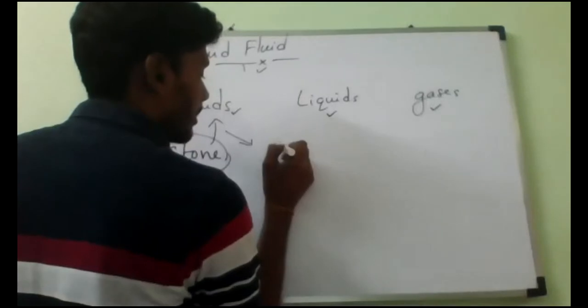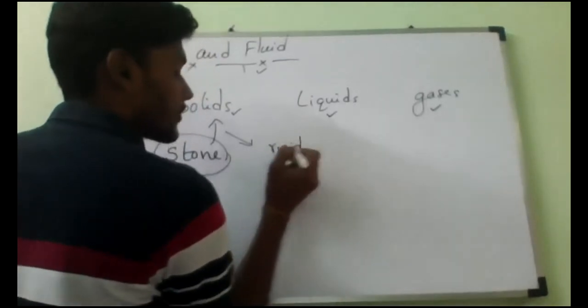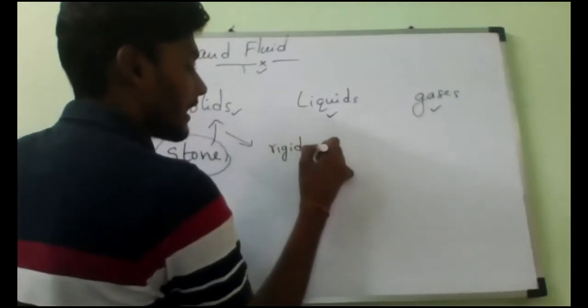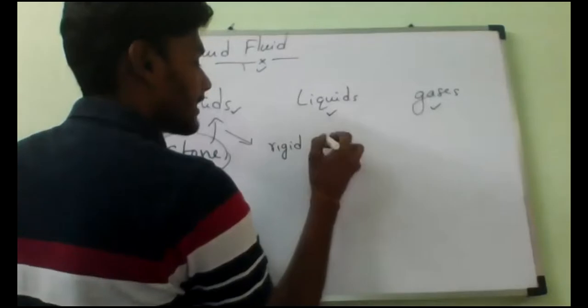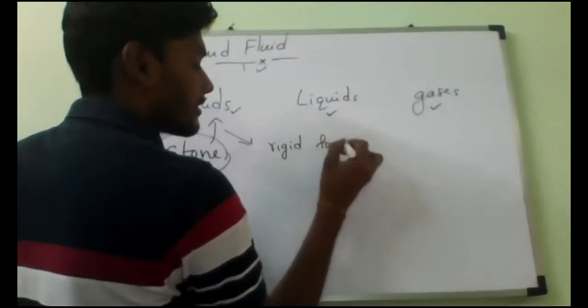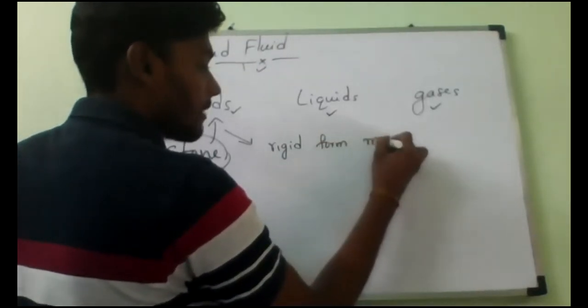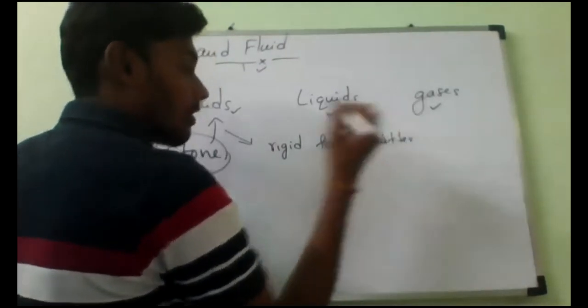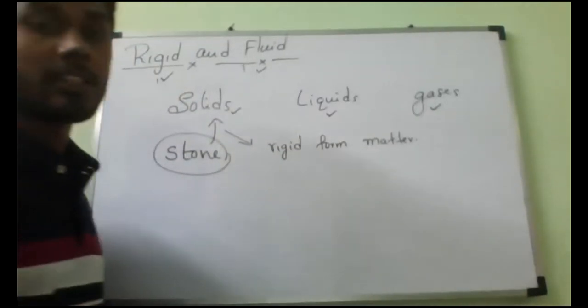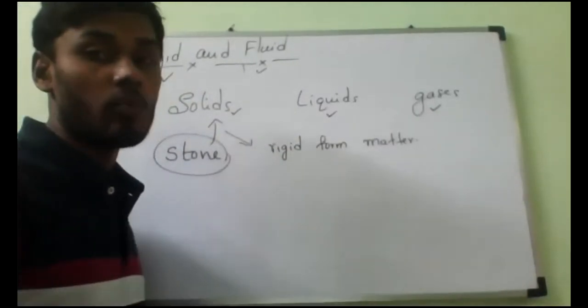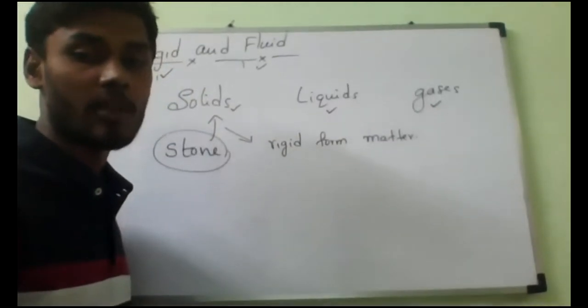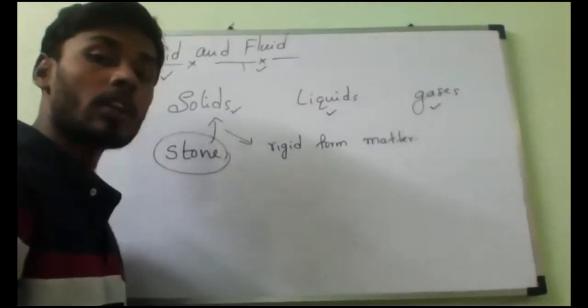All of you should remember: a solid is a rigid form of matter. So due to this rigidity, what does it mean? Let us take an example. I have given one cube.